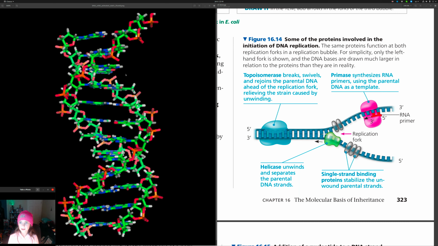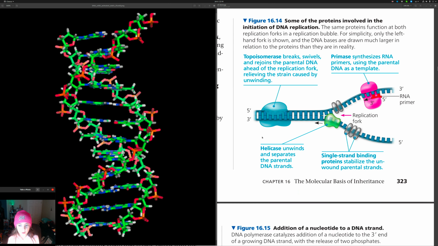And then the primase synthesizes RNA primers. That occurs ahead of DNA polymerase 3 in every strand. And there's also another type of DNA polymerase, which is called DNA polymerase 1.